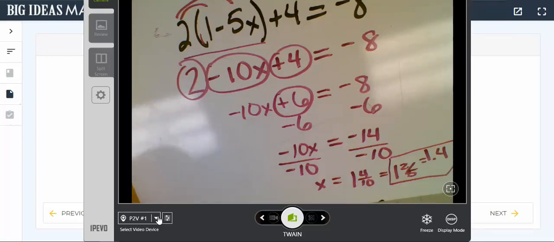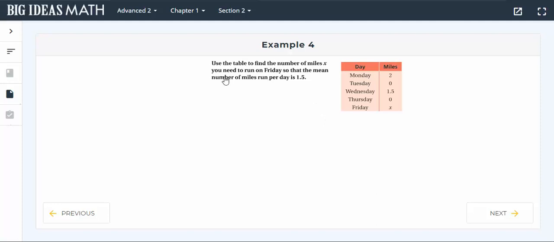So then the next thing that I have is to show you how you apply this to a problem in the book. So here's my: use the table to find the number of miles x you need to run on Friday so that the mean number of miles run per day is 1.5. So I want the mean, which when you find mean, you would add them all up and divide by 1, 2, 3, 4, 5 numbers. So you add 2 plus 0 plus 1.5 plus 0 plus x, all divided by 5 to get your 1.5.